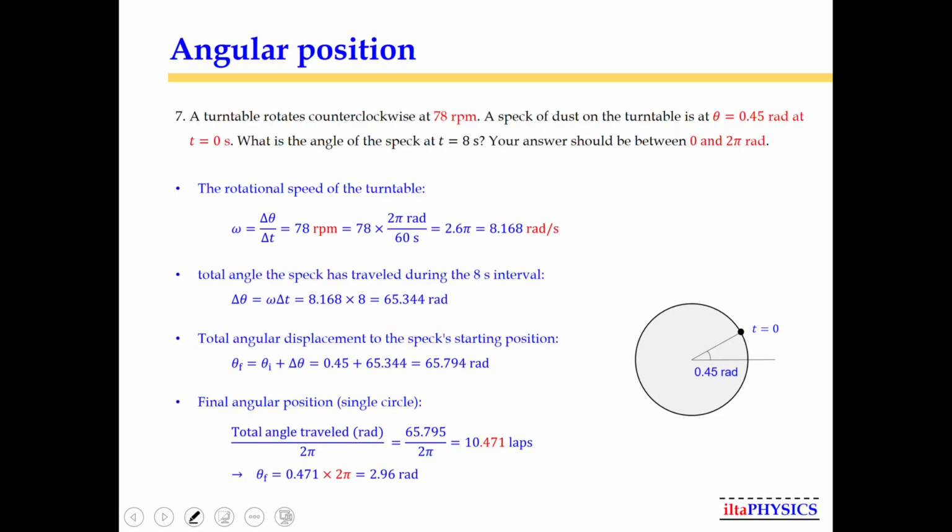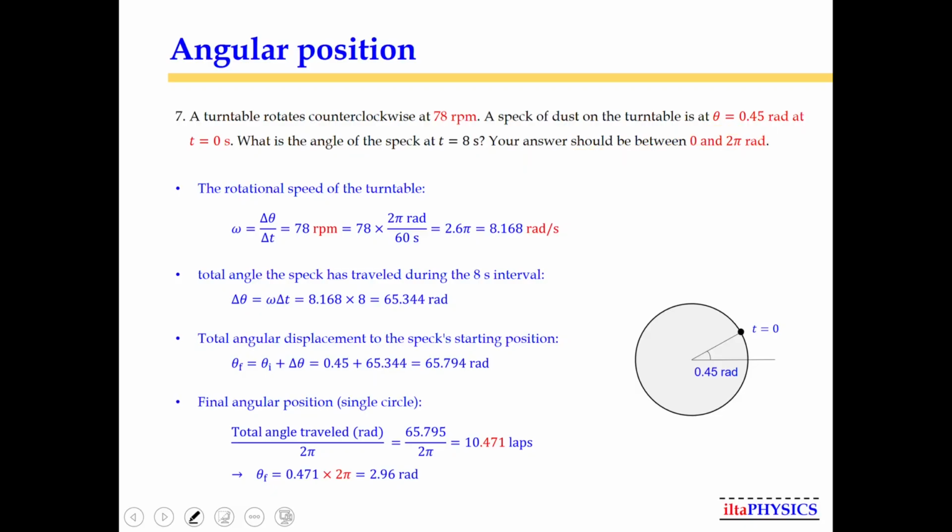Problem number 7 says a small piece of dust has fallen onto a turntable spinning counterclockwise at 78 RPM. The initial position of the dust, meaning its position at t=0, is 0.45 radians. The question is, where is the dust located after 8 seconds? The problem asks for the final position to be given as an angle between 0 and 2 pi.